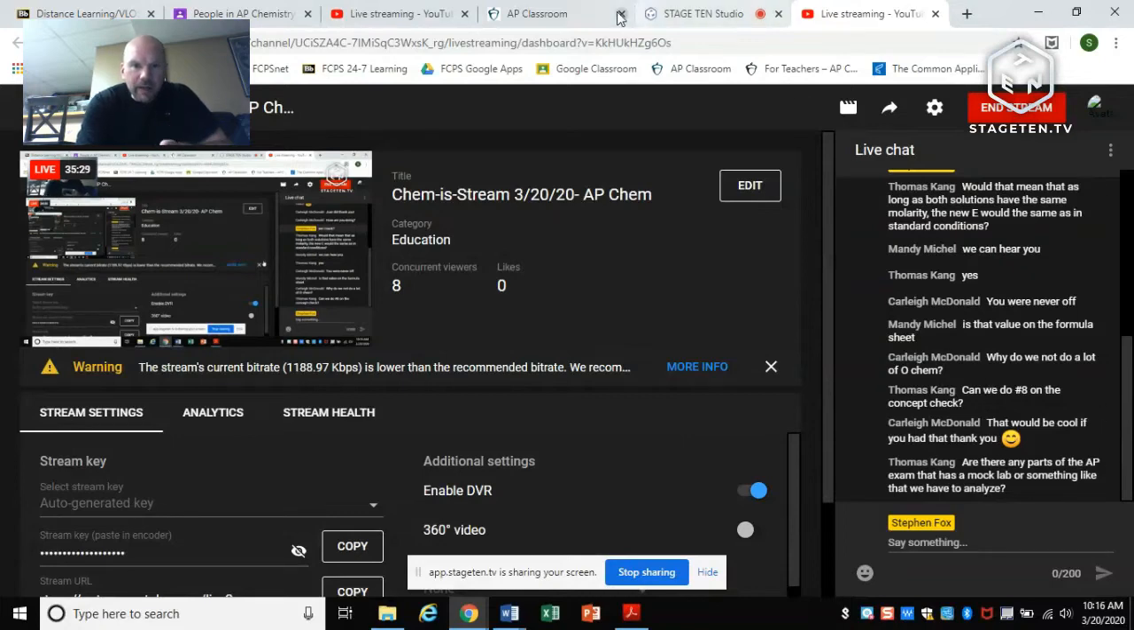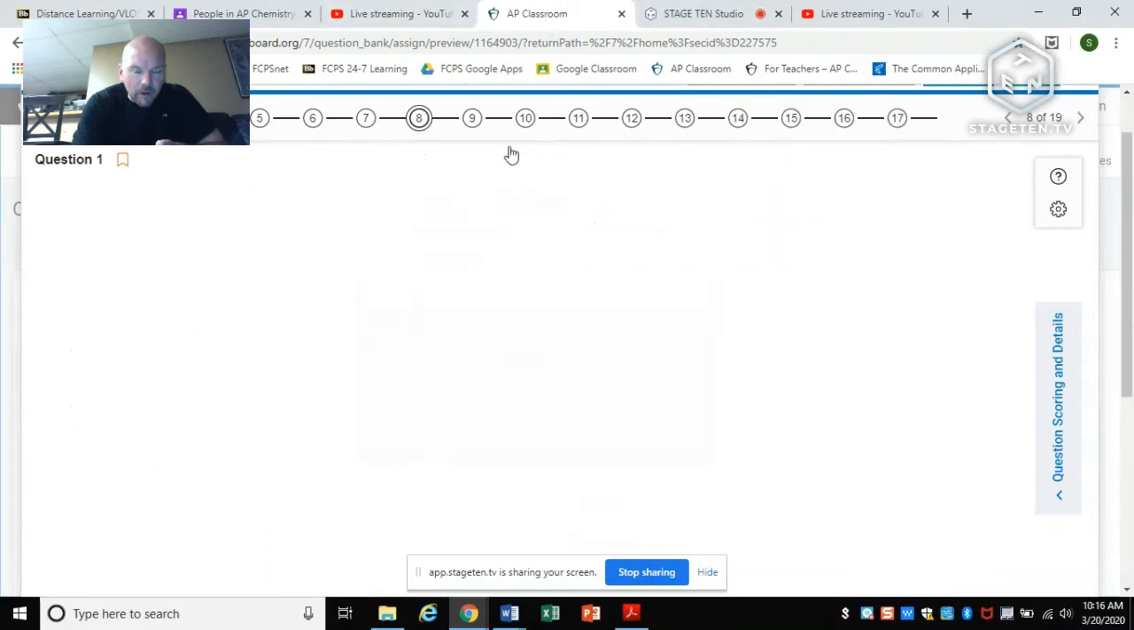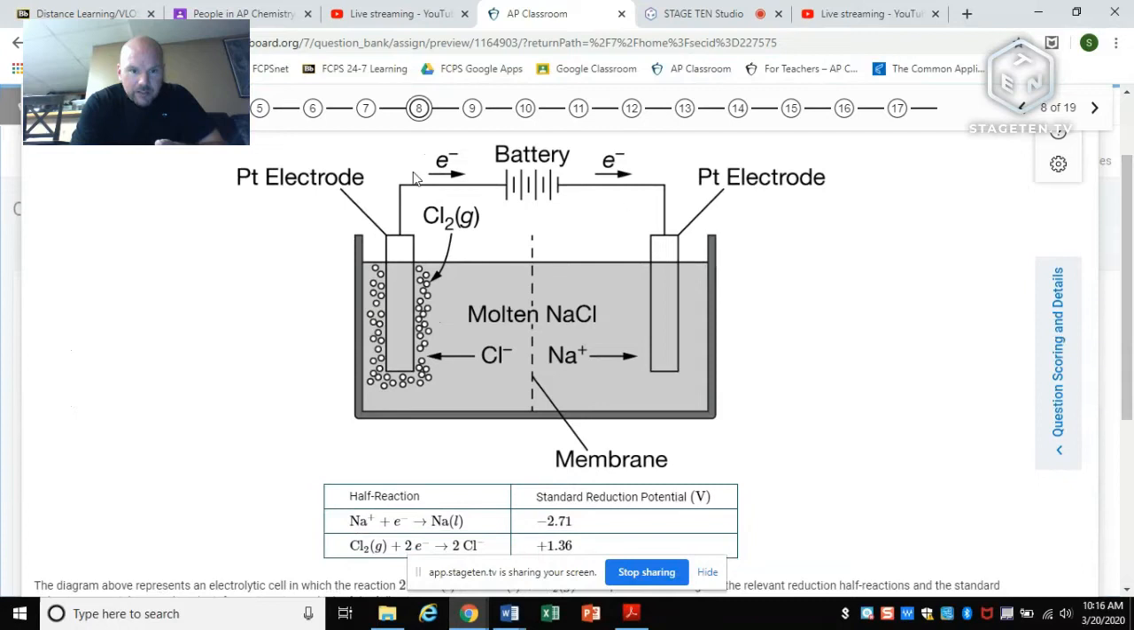So number 8 on the concept check. Let me find that. Okay, number 8. Let's see. Is that going to allow me to go? Okay, maybe not. Is it lagging? All right, number 8. Okay, so the electrons are flowing.